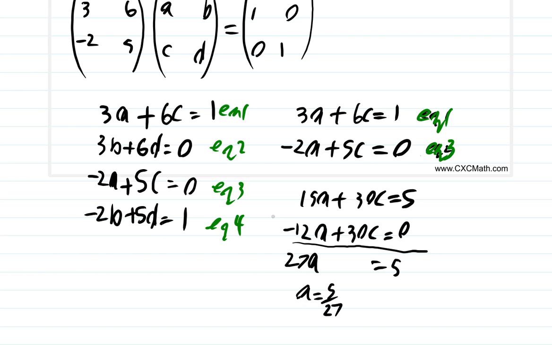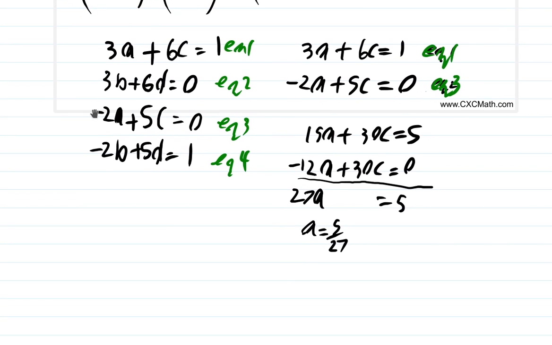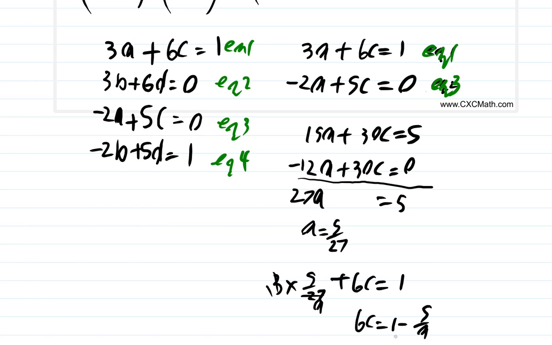And if a is 5 over 27, then we would have 3 times 5 over 27. If we substitute in equation 1, 3 times 5 over 27 plus 6c equals 1. 3 into 3, 1; 3 into 27, 9. We would have 5 over 9 plus 6c equals 1. So 6c would be 1 minus 5 over 9.